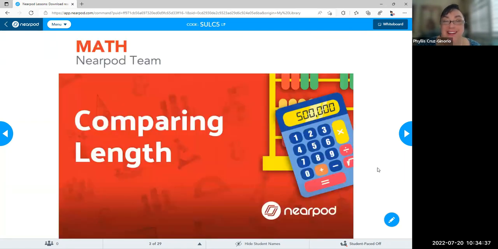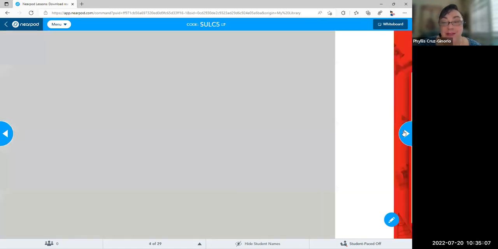We're going to compare length. Okay, length, how long something is. Can you say that word? Length, length. So that tells us whether something is long or short. When we compare, this is comparing length. We're actually going to look at several objects and decide which ones are longer, shorter, or are they the same and equal? Okay, let's find out.